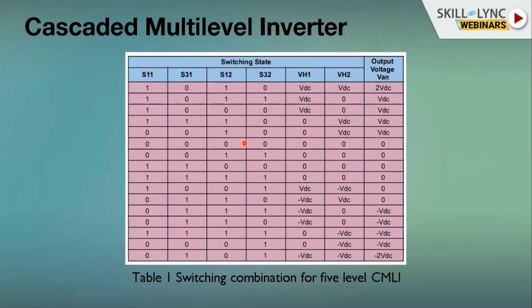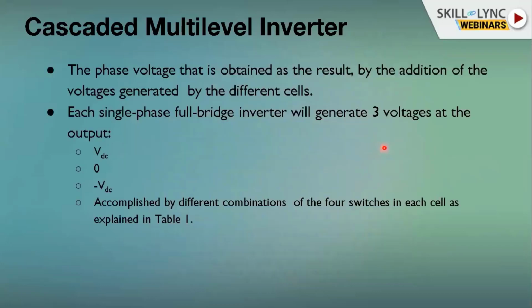For example, if you keep all of the switches open, you'll obviously get 0 volts. Go through them in detail and try to understand. But what I want to emphasize is that you can get these levels. Obviously, the phase voltage is obtained by the addition of the voltages generated by the different cells. Each single phase will generate either VDC, minus VDC, or 0. And similarly, the other single phase will also generate this. So you can have VDC plus VDC, or minus VDC and another minus VDC, getting you minus 2 times VDC.